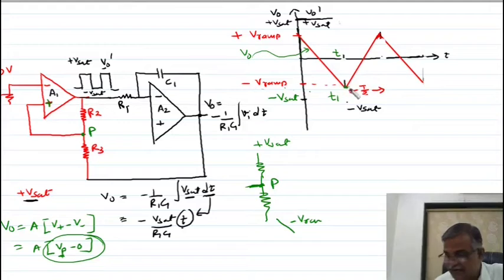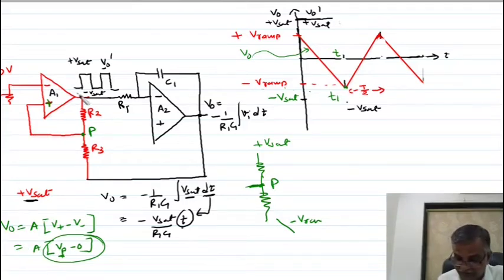At T1 time, what will happen? This potential will become slightly less than 0, because what is the equation of output voltage for this point? Gain into the difference of these two voltages, V plus minus V minus. V plus means Vp. So this potential is continuously changing, and at T1 time, the potential at this point will be minus V ramp. As a result, this potential becomes slightly less than 0.